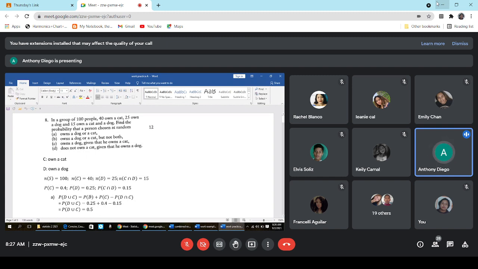Now, this one you have to be very careful with. Part B: owns a dog or a cat, but not both. Meaning the person owns a cat or a dog, but not both. So we need to go and look at our special results.